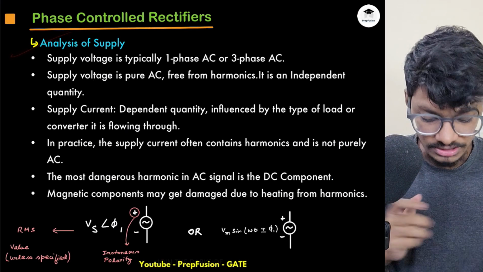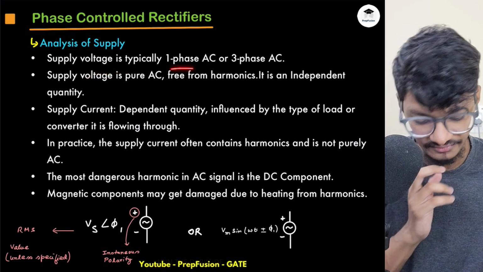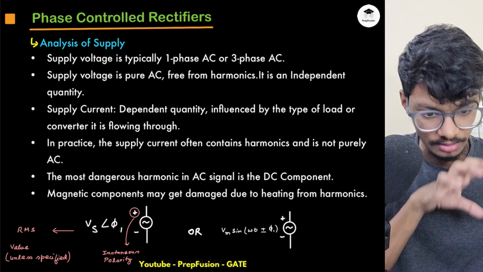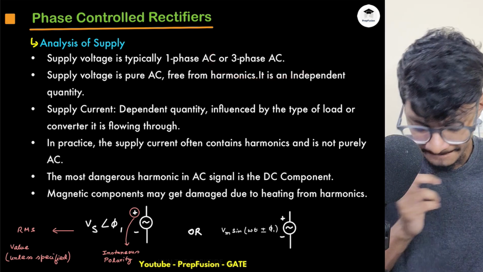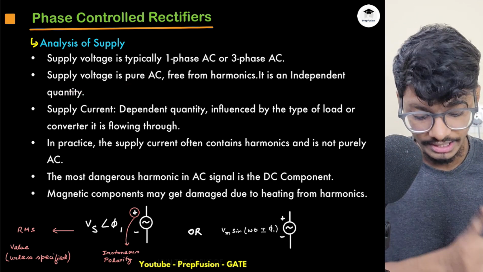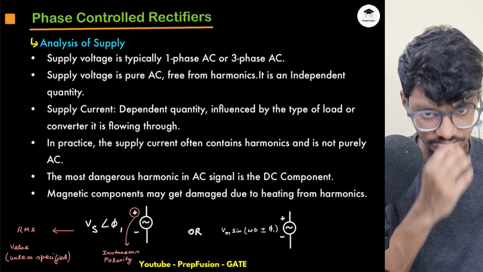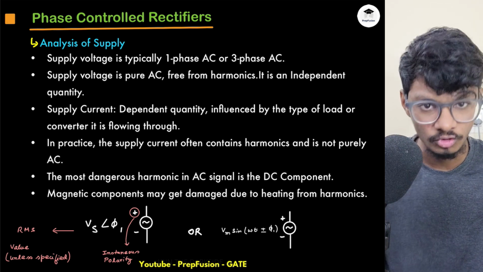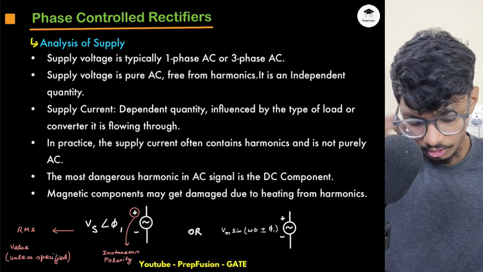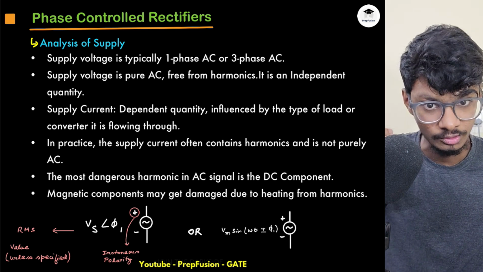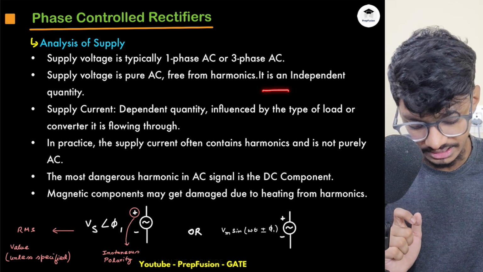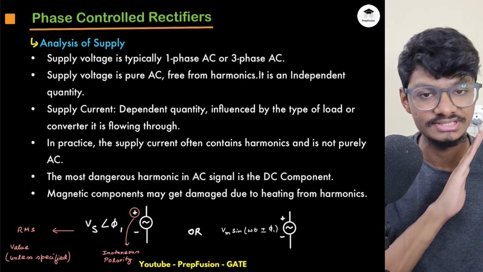Okay, so the first part is the supply. Analysis of supply: supply voltage can typically be single phase or three phase. For now we'll only study single phase; after completing single phase, we'll go to three phase. Supply voltage is pure AC, an assumption we have to take. It will be free from harmonics. What do we mean by harmonics? Harmonics are the unwanted components. More of this we'll learn in our machines lectures. Don't worry. I will also give a prerequisite about Fourier series, and there we will understand what harmonics mean. Supply voltage is an independent quantity.